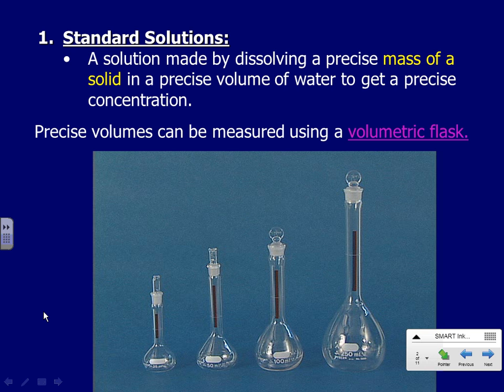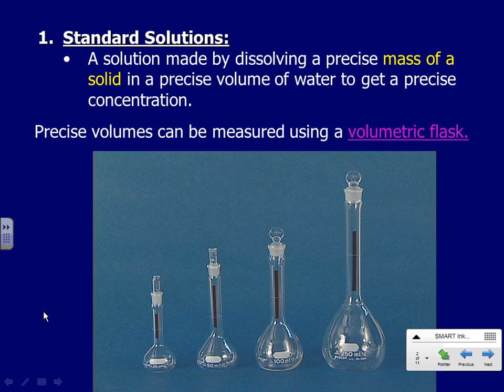And when I say precise, the term precise indicates the number of significant digits. If we've used very precise measuring devices, then we will get a concentration that has a lot of significant digits. And that's important. That means we know it to those digits.